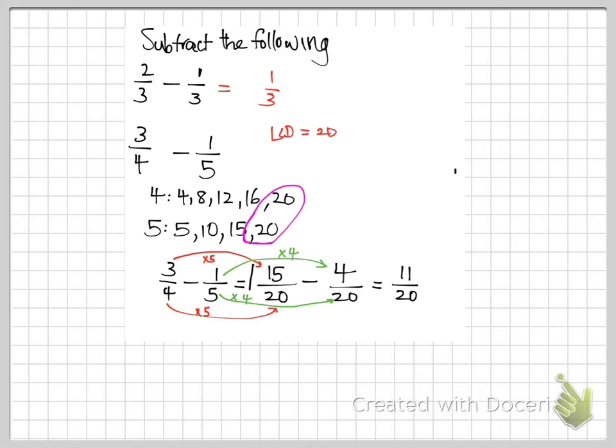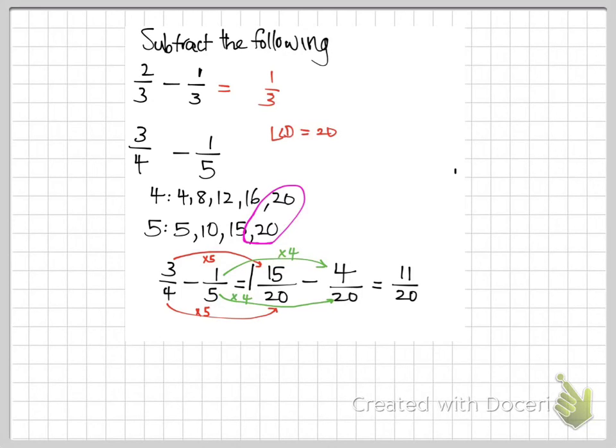Now, the way I do that is I need to find the LCD, or the lowest common denominator, of 4 and 5. I know the multiples of 4 are 4, 8, 12, 16, 20. The multiples of 5 are 5, 10, 15, 20. So I can see that 20 is the lowest multiple that appears in both. So that's why it's called the lowest common multiple. But because we're working with denominators here, it's called the lowest common denominator. So 3 over 4 minus 1 over 5, what does that become?